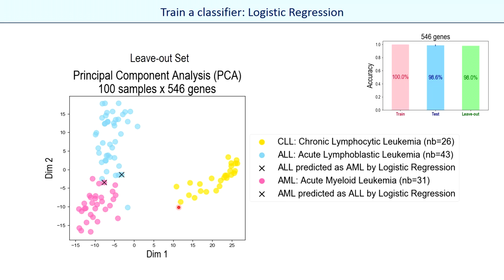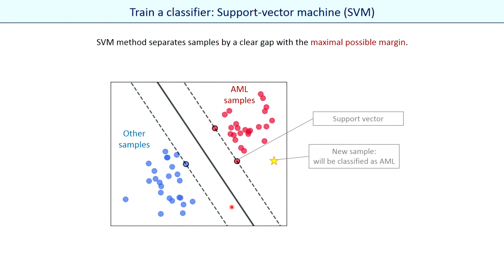For the third class, chronic lymphocytic leukemia, the prediction is just perfect. This class is well separated from the others, and our classifier performs very well. Another widely used classifier that I would like to show you is called support vector machine, or SVM. This classifier is linear in its classical form, but it may also perform a non-linear classification.